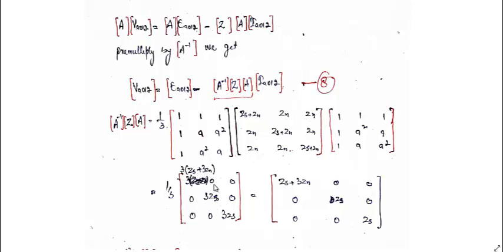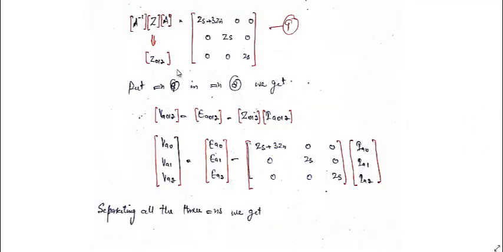The second and third elements of that row are 0, then 0, 3 times Zs, 0, and 0, 0, 3 times Zs. When we divide by 3, the 3s cancel out. It comes out to be Zs plus 3 times Zn, then Zs, then Zs. So we can represent this by Z012, where Z0 is equal to Zs plus 3 times Zn, Z1 is equal to Zs, and Z2 is equal to Zs.